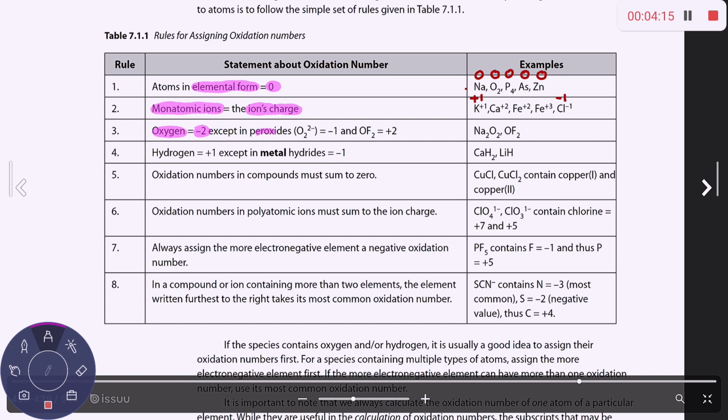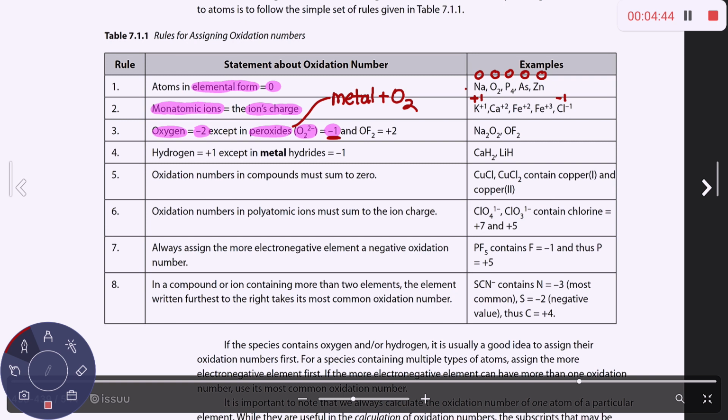The exception is peroxide. Peroxide is technically a polyatomic ion. It's O subscript 2 with a -2 charge. So this -1 is actually the oxidation number for peroxide. How do you know when you have peroxide? Generally speaking, if you have a metal with an O2 in the formula, then you should be suspicious that it's peroxide. Let me give you an example.